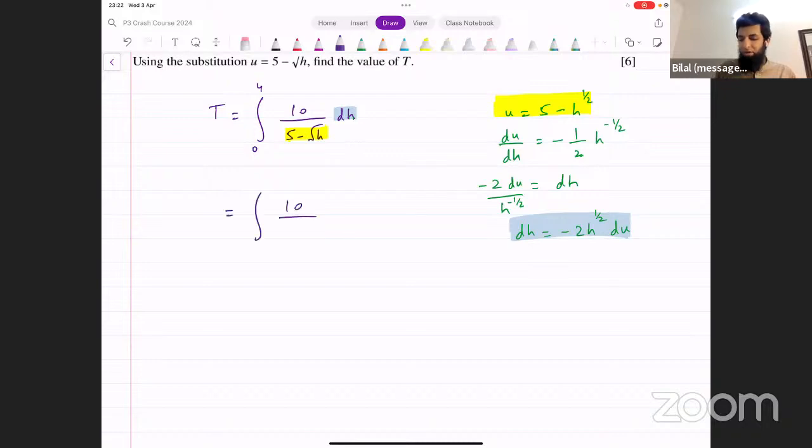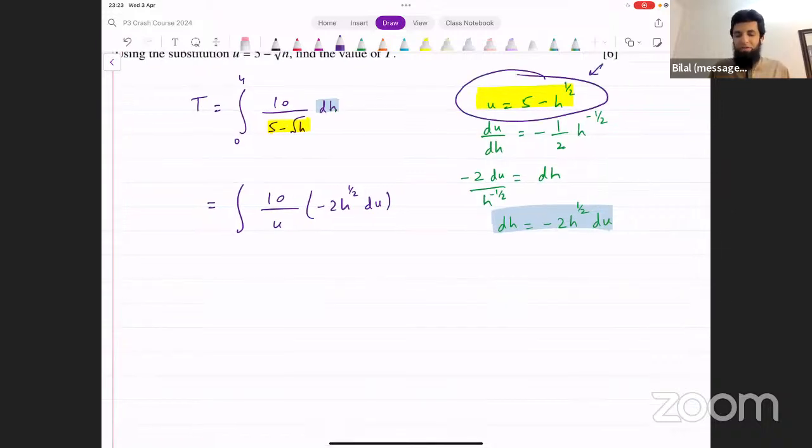We have 10 over u. And then instead of dh, we have to write minus 2h raised to the power 1 over 2 into du. So we've put that substitution here, and we've also converted dh to du. However, the problem is we still have an h here. We still have this h here, right? What do we do with this h? We can make h raised to the power 1 over 2 the subject from this substitution and replace this h raised to the power 1 over 2 with u as well.